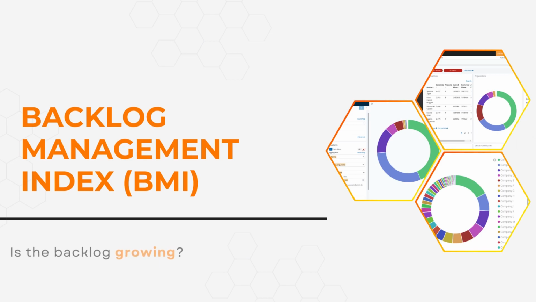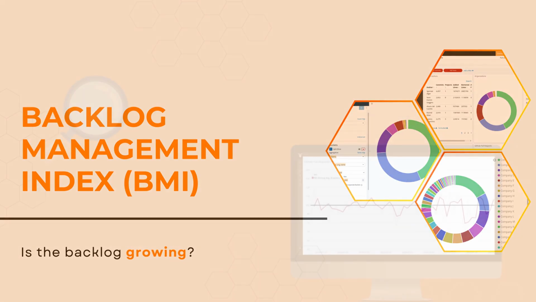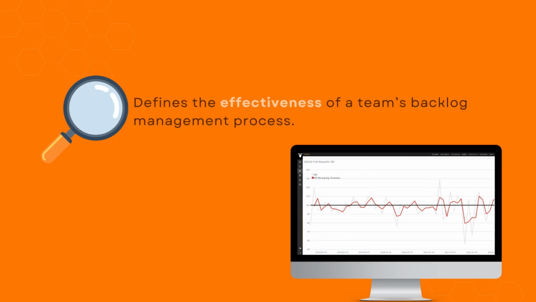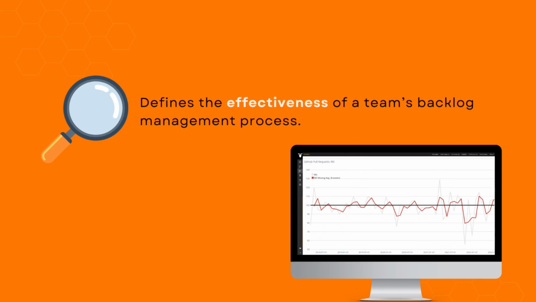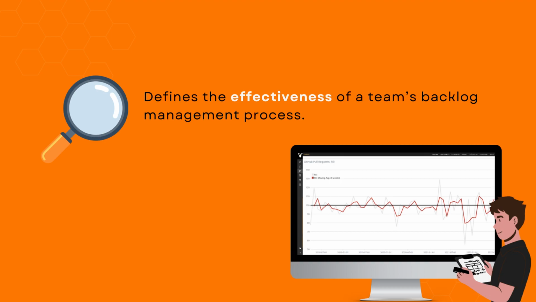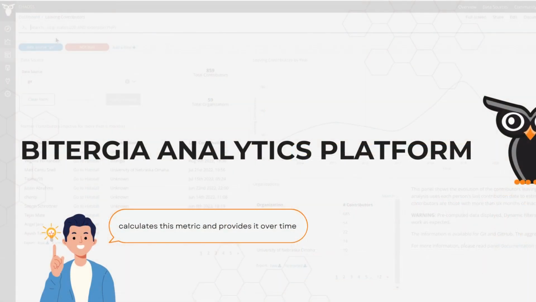The first metric we present is the Backlog Management Index, or BMI, which defines the effectiveness of a team's backlog management process. This metric allows us to understand if the team can digest all the issues created or if the number of issues to work on is growing. The Bitergia analytics platform calculates this metric and provides this over time, so we can use a trend to understand past events and predict the project's future.